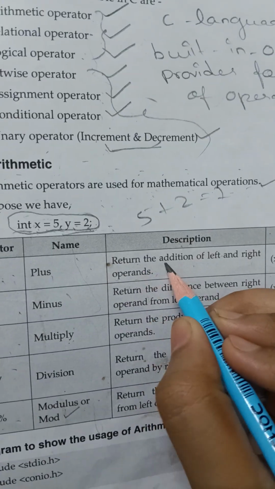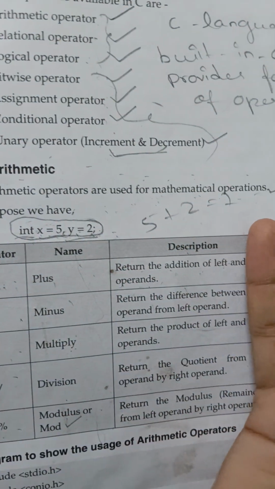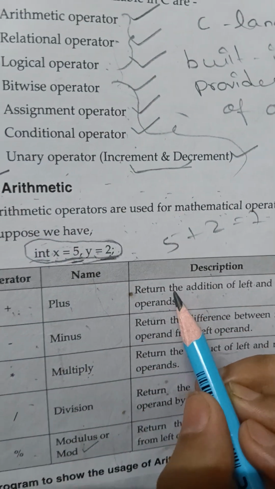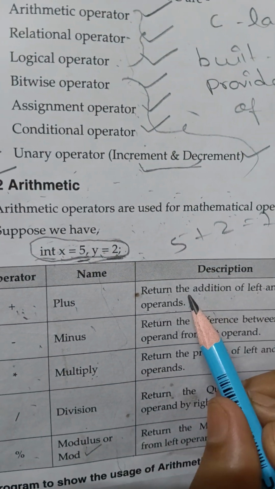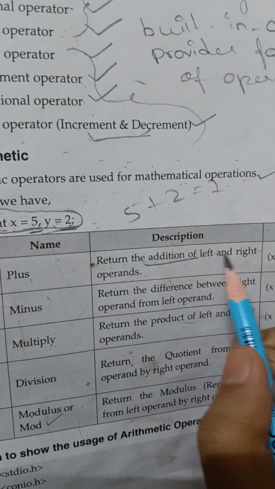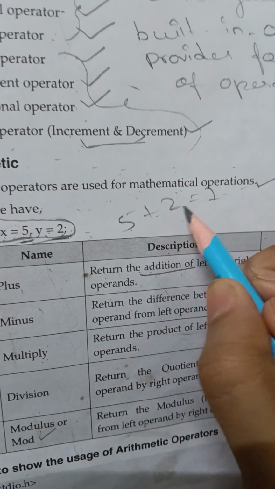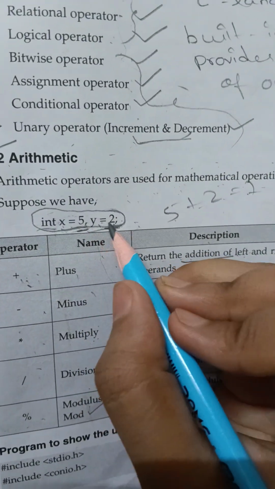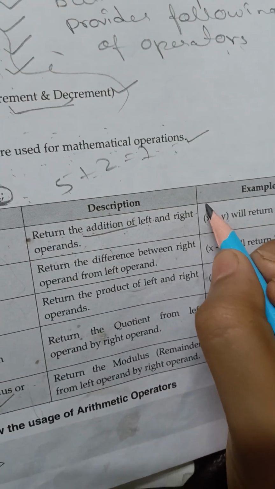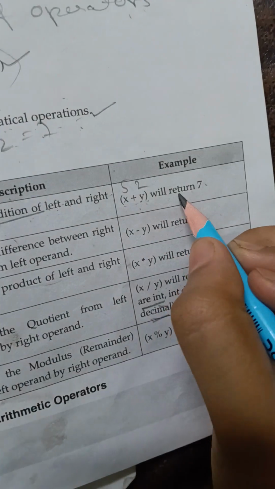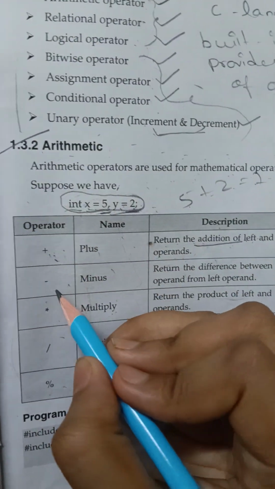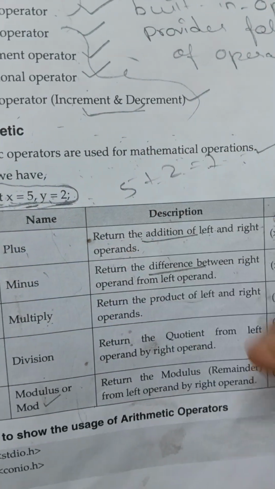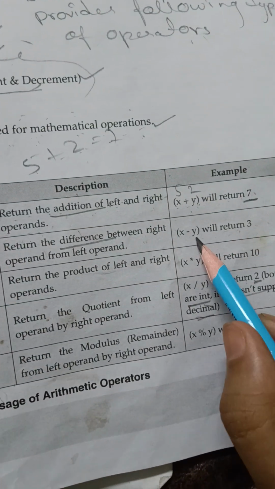And it returns the addition of left and right operands. Left and right operands means what? This is the left operand, this is the right operand. As it is a plus symbol, we have to do the addition, okay? Return the addition of left and right operands: 5 plus 2 equals 7. So we write x plus y, that is 5 and 2, because x value is 5 and y value is 2, will return 7, okay? Then minus returns the difference between the left and right operand. So 5 minus 2 will be 3, okay?